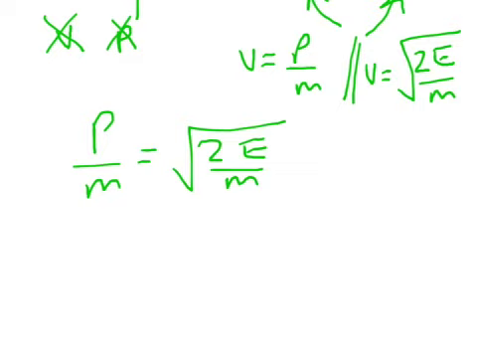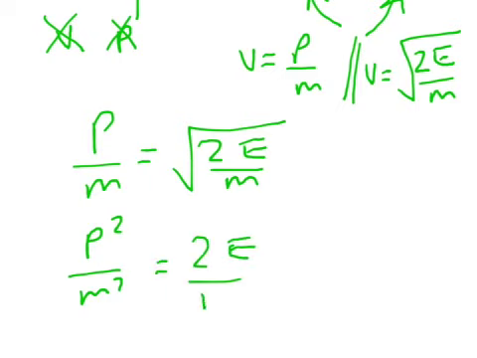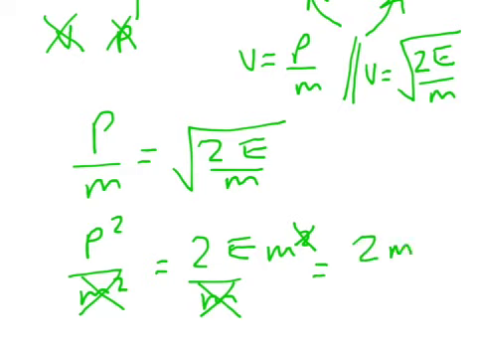I'm going to square everything, and we end up with p squared over m squared equals 2E over m. You can see this m here, we're going to cancel it out and bring it over here. So we've multiplied both sides by m squared. The square cancels with the single m under there, and then we're left with 2Em, which you can rewrite as 2mE, just to be in the same form as the other one.